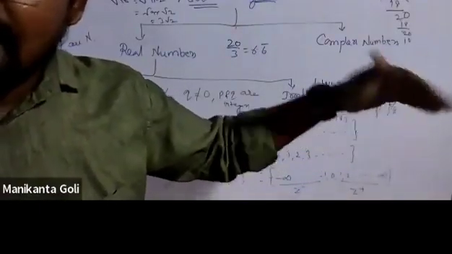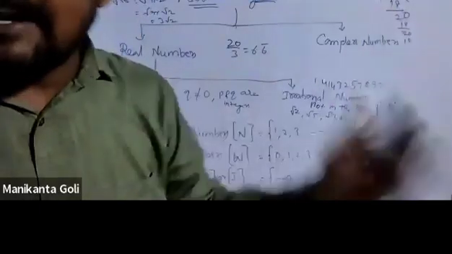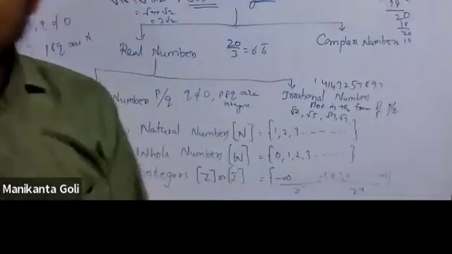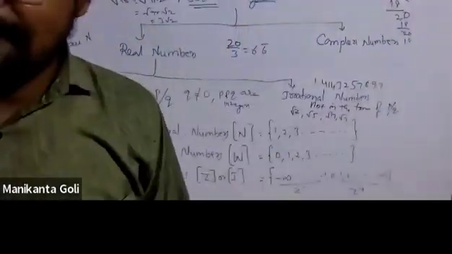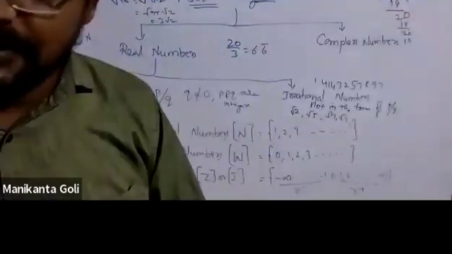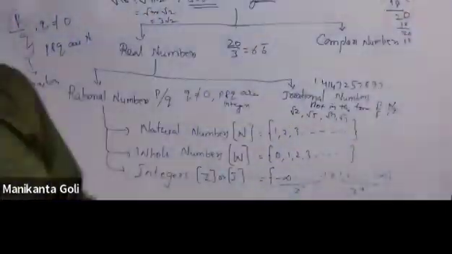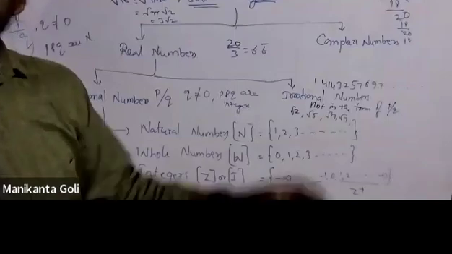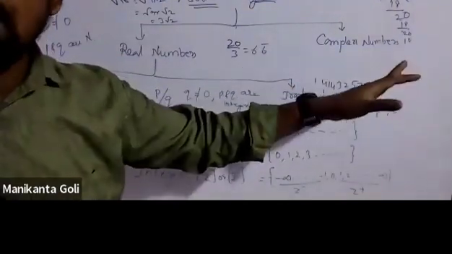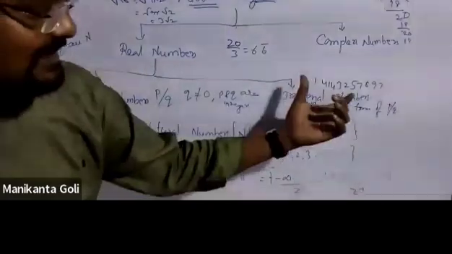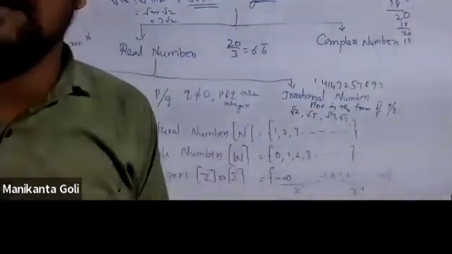If the decimal part is repeating in some pattern, for example 1.123 123 123, just like repeating, this is a rational number, not an irrational number. Or 1.123456 123456 123456, just like repeating. That number is a rational number. If the decimal part is not following certain patterns or not repeating, that number is called an irrational number. I think you are clear.